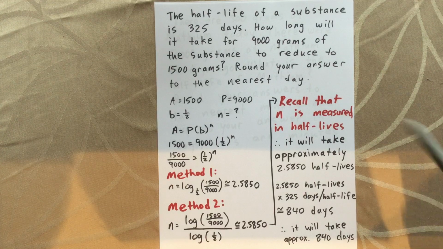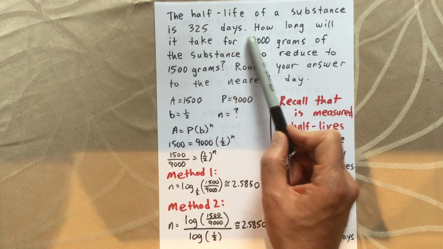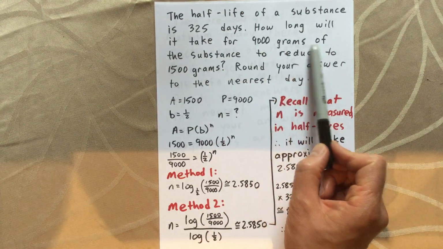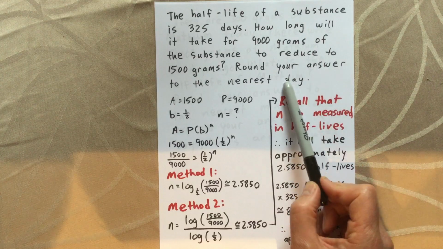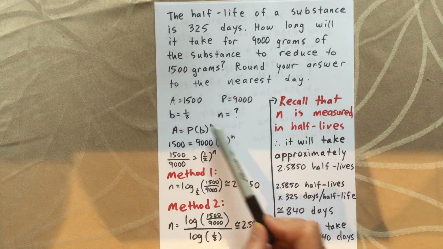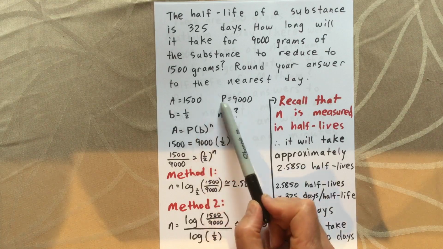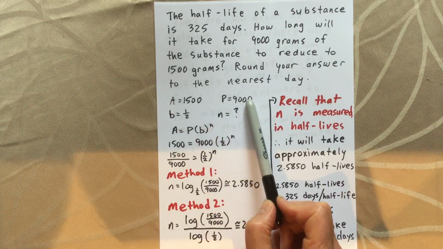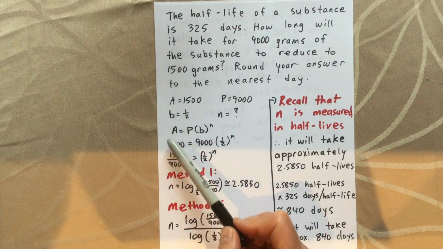Now, what if we have a half-life of a substance known to be 325 days? We want to know how long it'll take for 9,000 grams to reduce to 1,500 grams, and we want to round our answer to the nearest day. So we can say the final amount is equal to 1,500. The initial amount is equal to 9,000. So this is the amount before the decay. This is the amount after the decay.